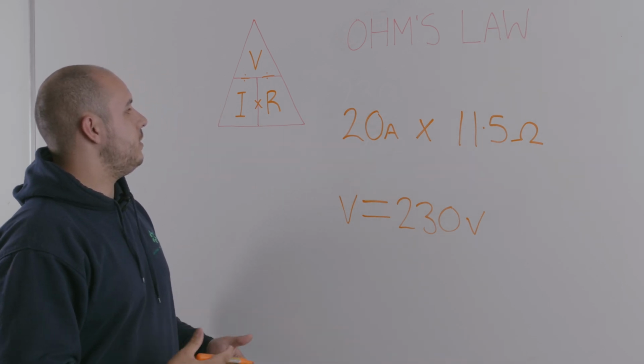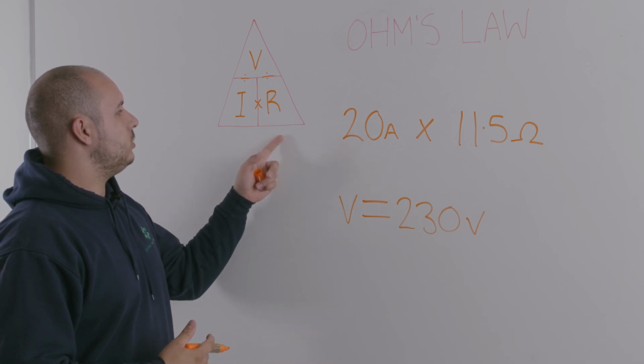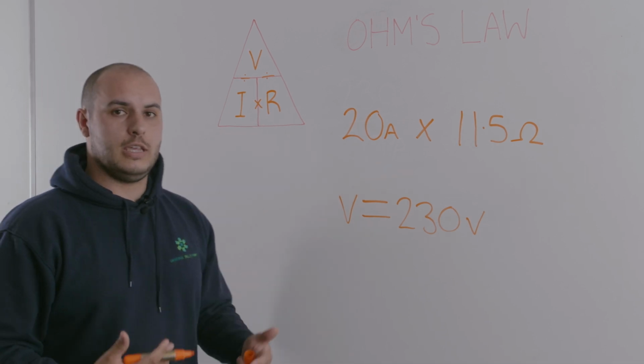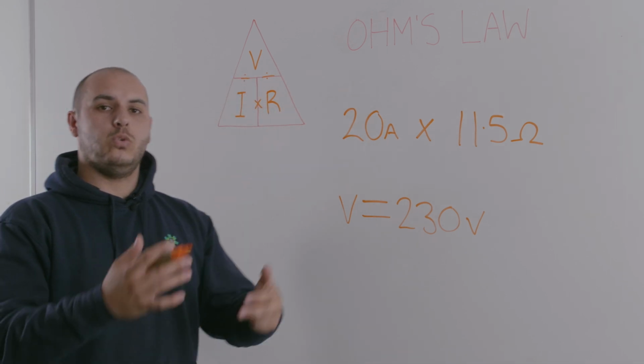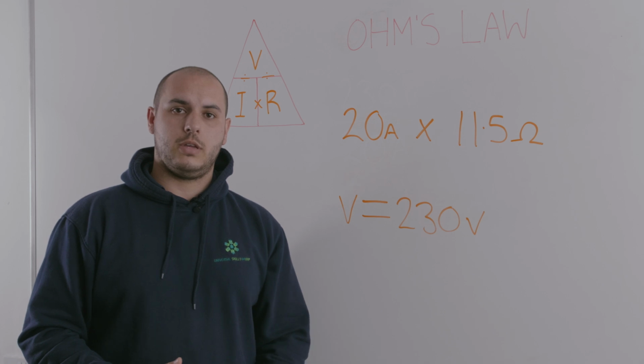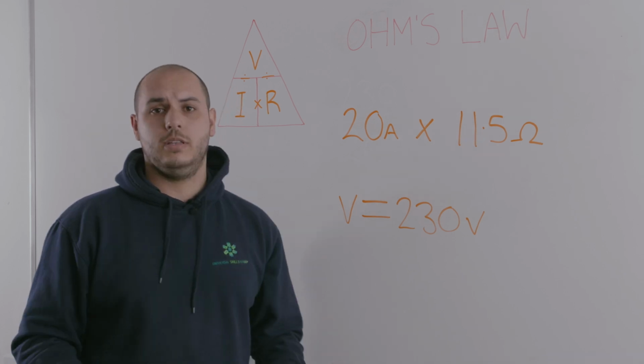So the only other variant that you may have is, like I say, if you're wanting to find out what the current is, you would use your voltage, divide that by your resistance, would give you the current for that circuit, okay? And it's as simple as that.